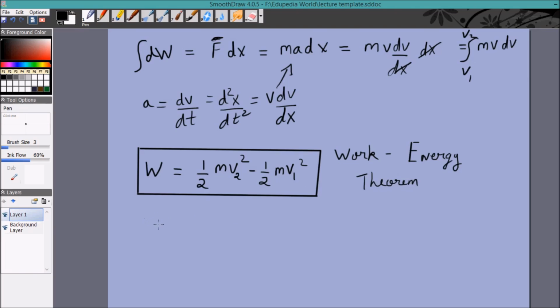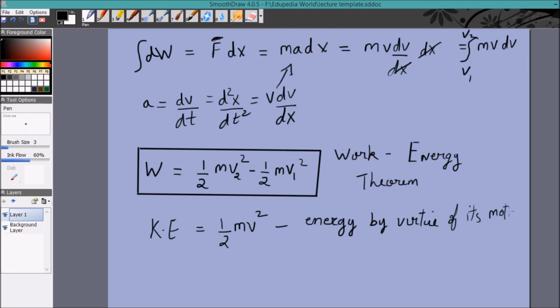Kinetic energy, I'm sure you've seen the term before, but if you've not, kinetic energy of an object, I'll just write KE, has the formula equal to half mv squared, and it is the energy of an object by virtue of its motion. Right? So the change in kinetic energy, that is the final kinetic energy minus the initial kinetic energy, will be equal to the work done. This is the work energy theorem.